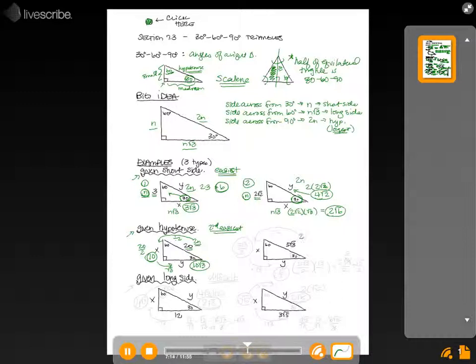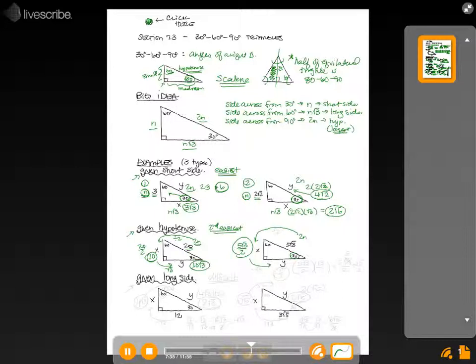Okay, we're given the hypotenuse here, which is 2n. So we're going to draw an arrow over to the short side, because it's across from our 30. To get that, we cut it in half. We divide by 2. So 5 root 3 over 2, well, that's not going to reduce. So there's our answer, 5 root 3 over 2.